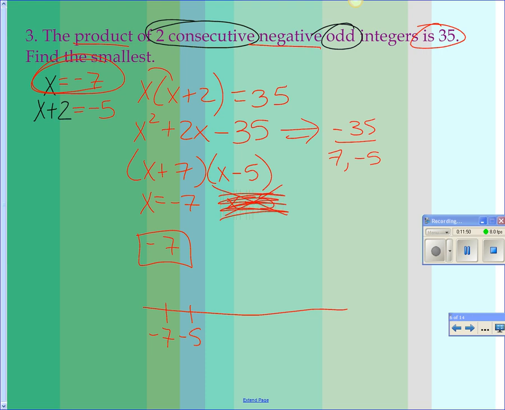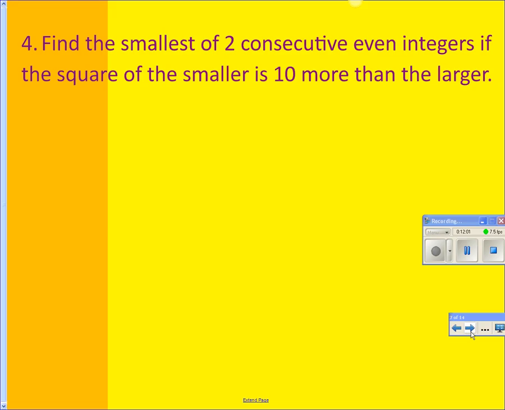Negative 5. So that's just a coincidence that we had also got positive 5. Okay? Other questions? Okay. All right, number 4, find the smallest of 2 consecutive even integers if the square of the smaller is 10 more than the larger. All right, so these are big boy, big girl problems, all right? So let's go ahead and start on it.